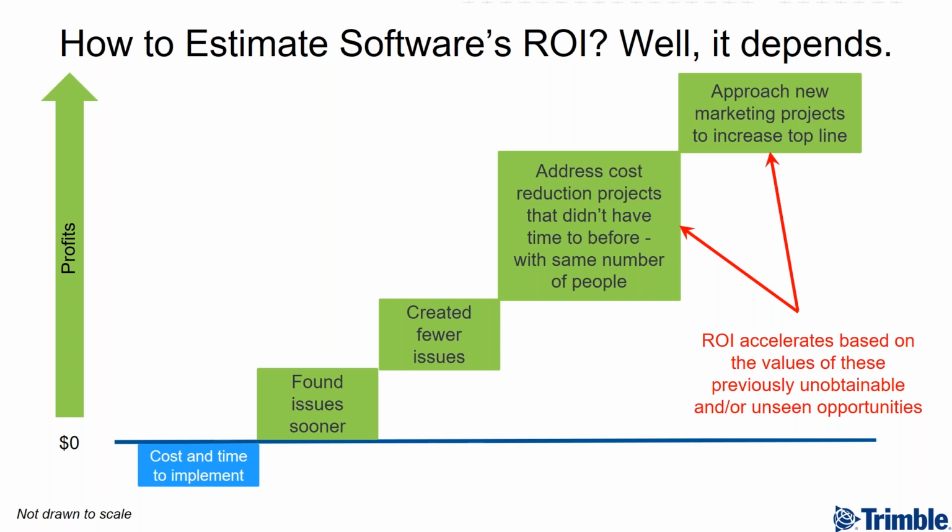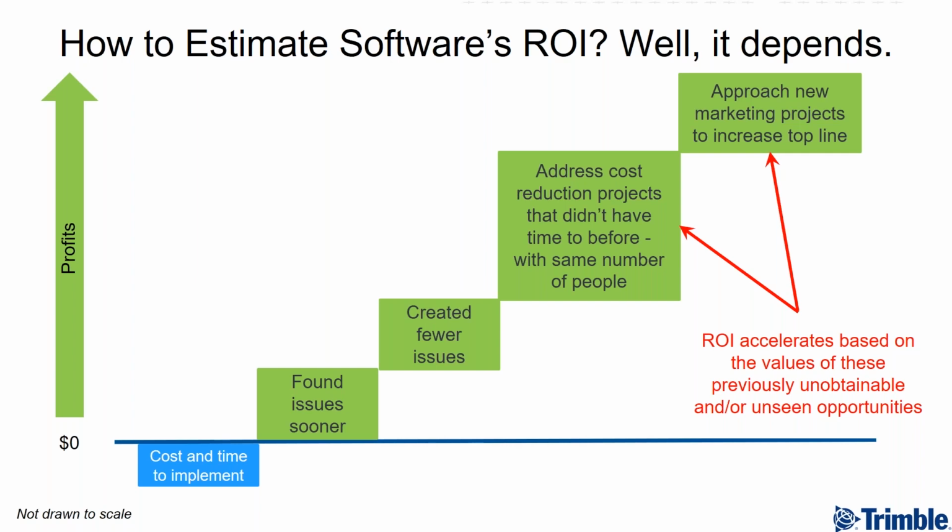So on the y-axis, you have profits from 0 all the way going up. And on the x-axis, we have a bunch of steps. So calling a spade a spade, software does cost money, and I'll talk about that in a minute. And it does take time to implement, right? Absolutely. But what you start seeing is you're starting to find issues sooner. And you didn't want those issues in the first place, but you find them sooner. You create fewer issues because you don't have double entry, right? People are entering it once and done.